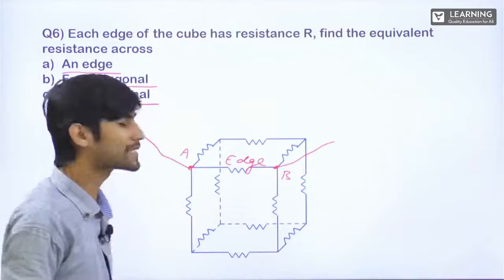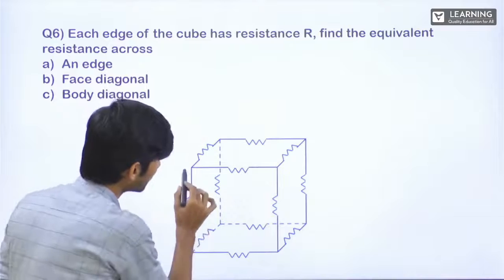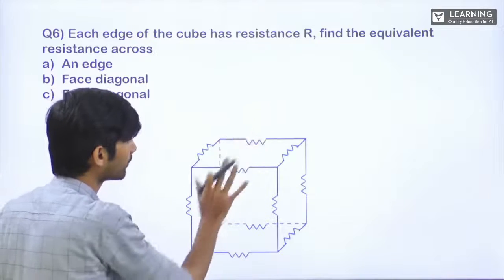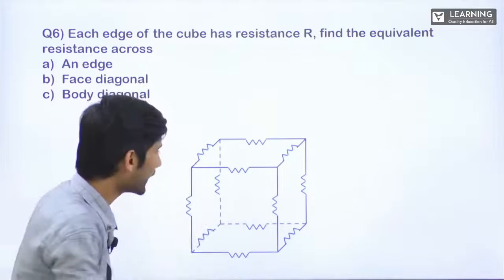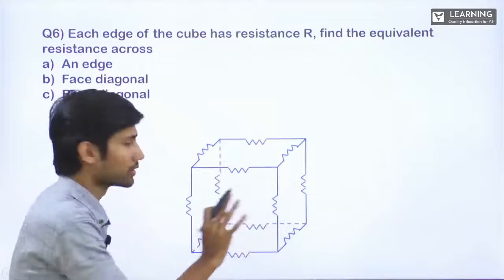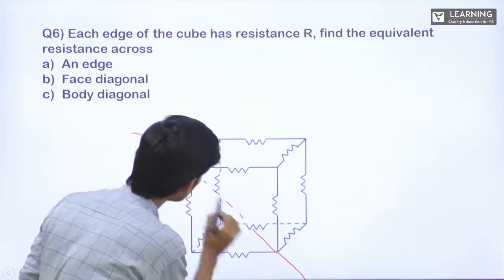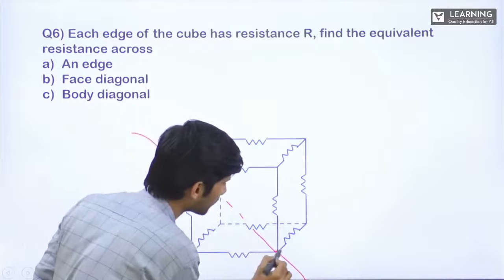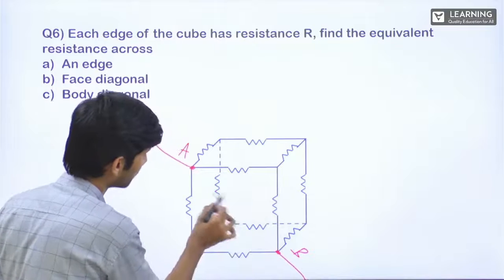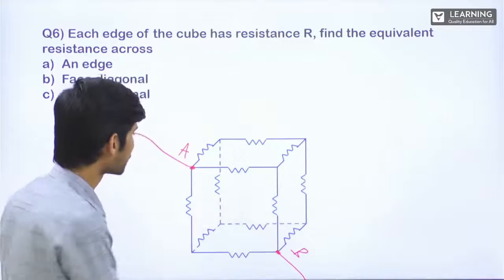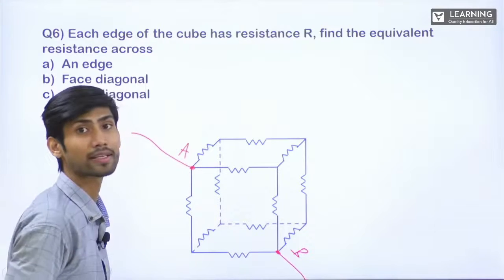Second, face diagonal. They can ask for face diagonal also. This is a face, correct? There are a total of 1, 2, 3, 4, 5, 6 faces. So now the diagonal of any face. If I consider this as a face, this will be the diagonal. Across the diagonal means this will be one point A, this will be one point B. Across this the battery will be connected. I have to find the equivalent resistance across AB. This is the face diagonal. Clear?